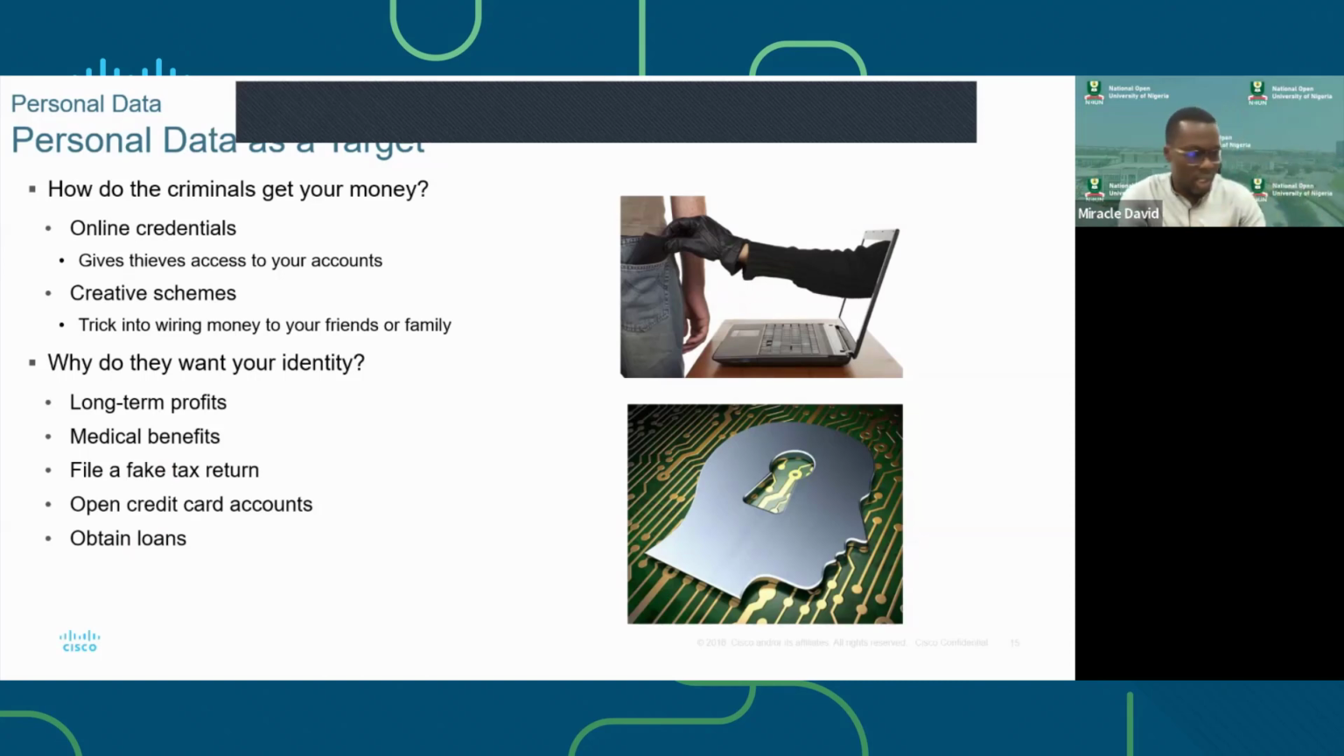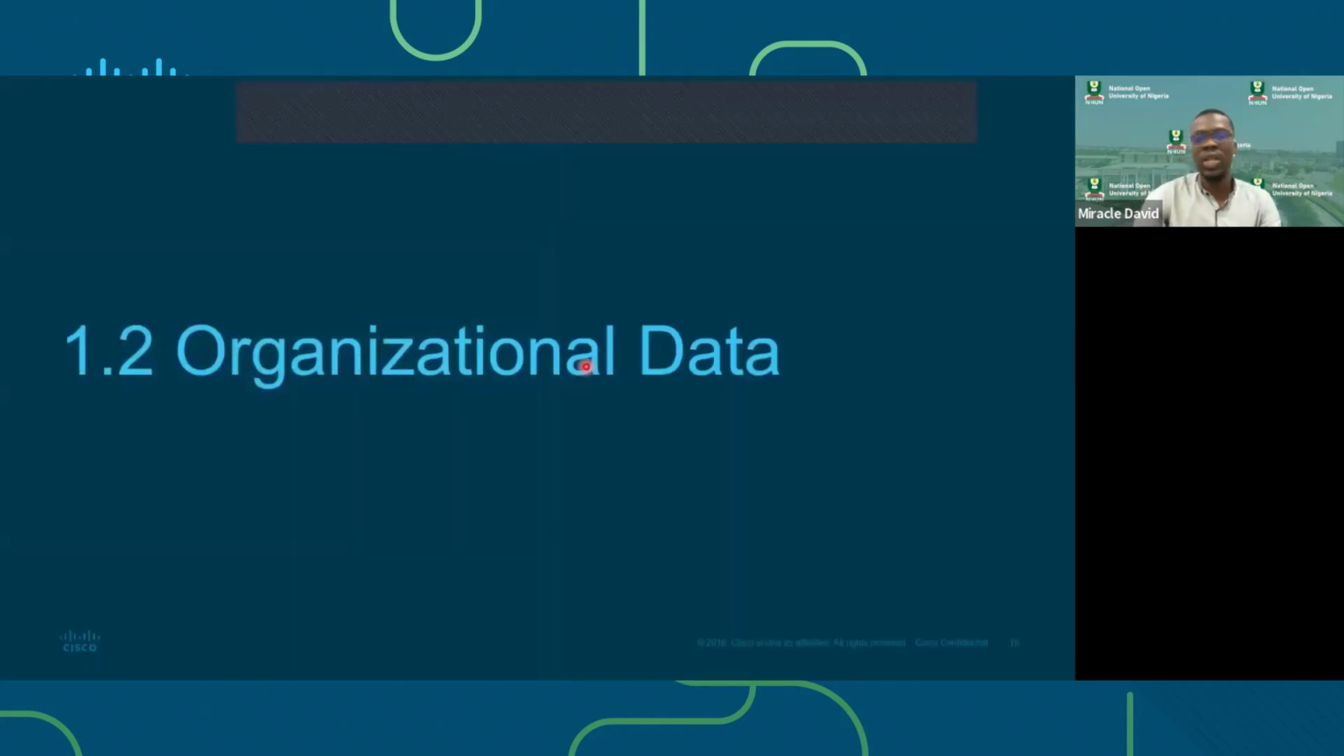Now, this is not the only method. There are also other methods. We'll be getting onto all of that at a later date. So these are the reasons why they want your identity: because they want to gain financially from it. So what is organizational data? I talked about the fact that we have personal data and we have organizational data.